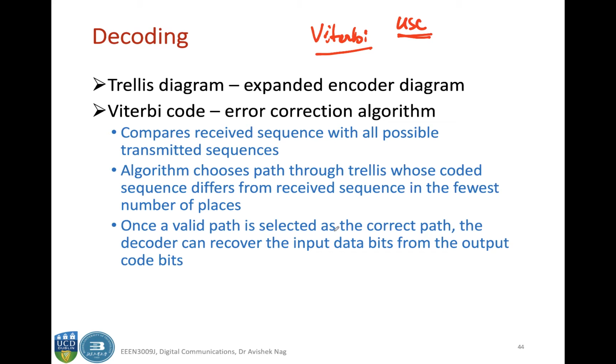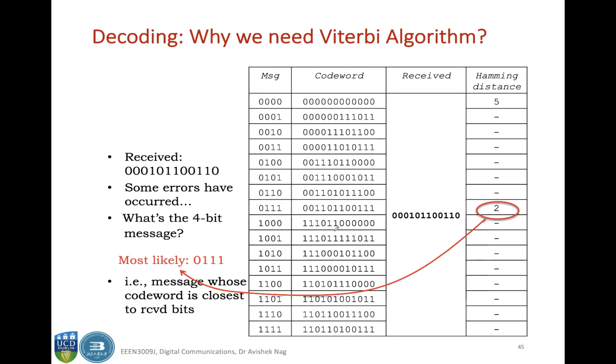So we will see an example of the Viterbi algorithm, but the question would arise: why are you using an algorithm for decoding? Can't we just use the Hamming distance and check which of the code words the received code word is close to? But this is not possible for a very large set of code words.